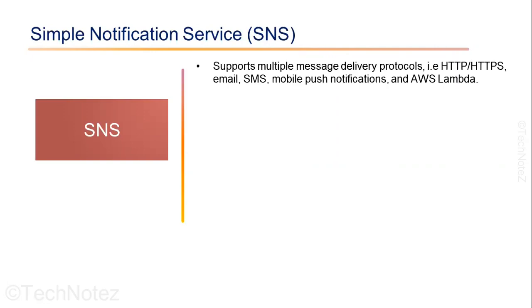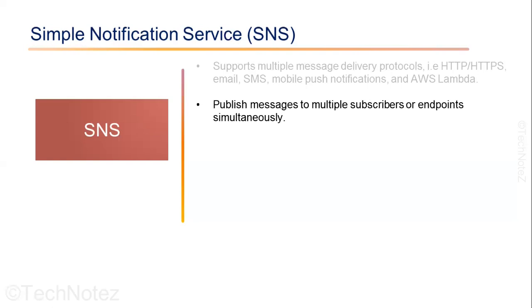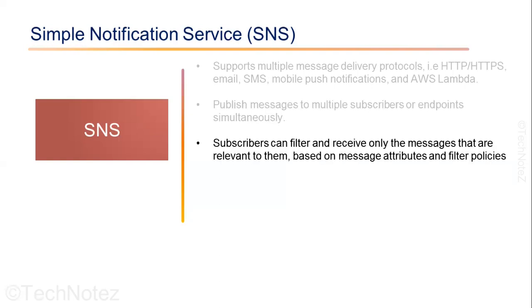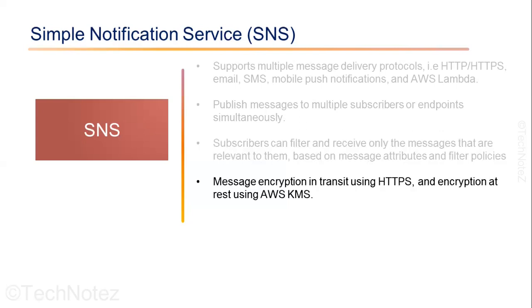SNS supports multiple message delivery protocols, including HTTP and HTTPS, email, SMS, mobile push notification, and AWS Lambda. SNS allows you to publish messages to multiple subscribers or endpoints simultaneously using either a topic-based or direct publish model. SNS provides message filtering capabilities that allow subscribers to receive only the messages that are relevant to them based on message attributes and filter policies. SNS supports message encryption in transit using HTTPS and message encryption at rest using AWS KMS.